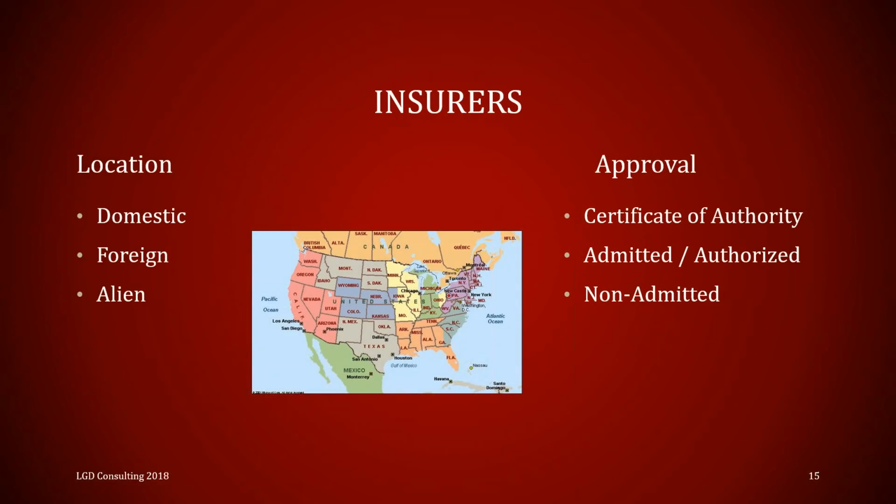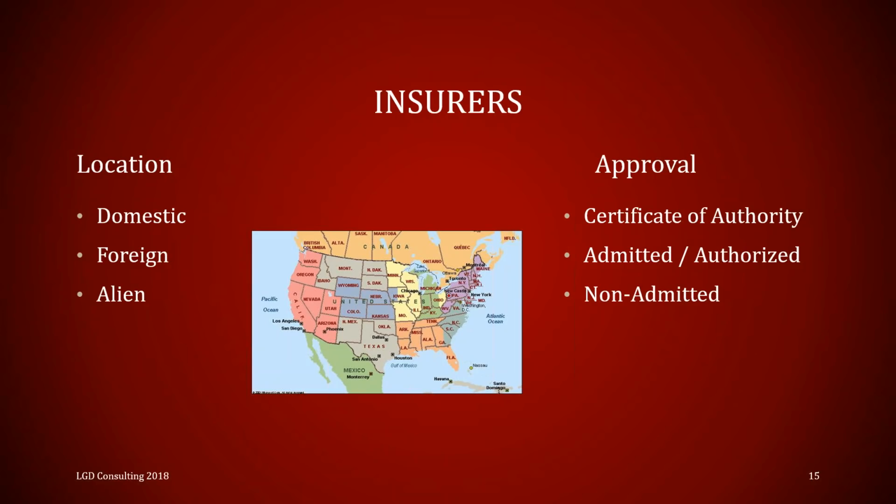As far as your insurance companies, there's a couple items you need to know here. The location. Where did your company domicile? Where did your company originally set up, open up shop, and get incorporated? So depending on the state you're in, like I'm here in California, if an insurance company originated or organized in the state of California, to me, they're a domestic insurer.